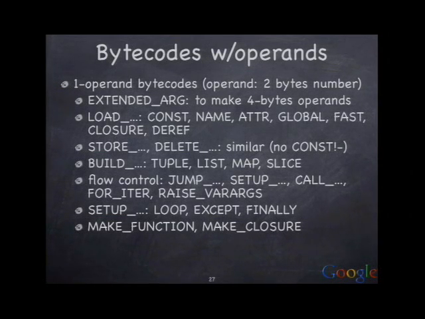For those extremely rare cases where you need a number larger than 65535, there's an extended arg bytecode, which basically takes and stashes away its operand, and then the next one comes and is combined to give a 4-byte operand. That's a very weird way to do some little bit of sparse optimization.